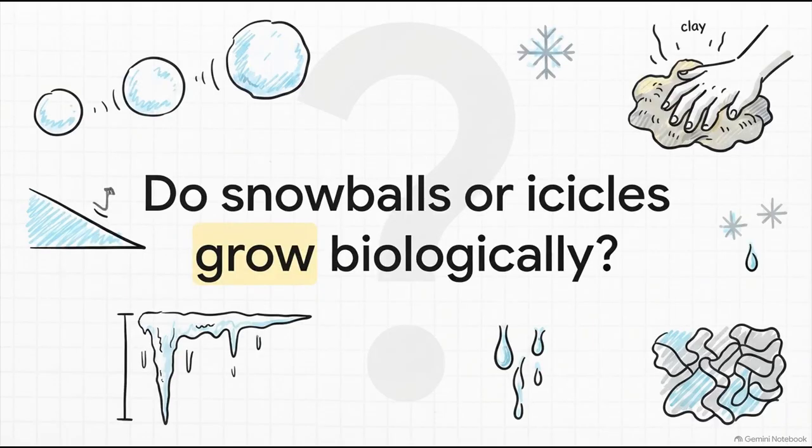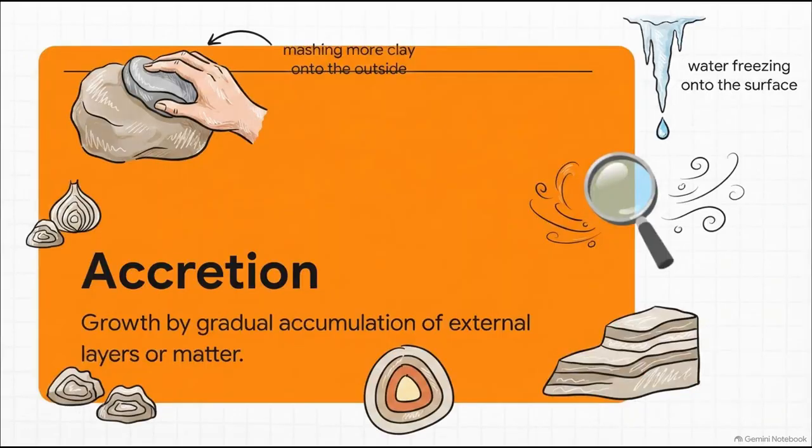All right, let's throw another curveball your way. What about a rolling snowball getting larger and larger as it goes down a hill, or a clump of clay being mashed together? How about an icicle growing longer in the freezing winter cold? They're visually increasing in size and mass right before our very eyes. So do they pass the biological growth test? Actually, they do not. And the reason why is a really fascinating concept called accretion. Non-living things grow only by the gradual accumulation of additional external layers.